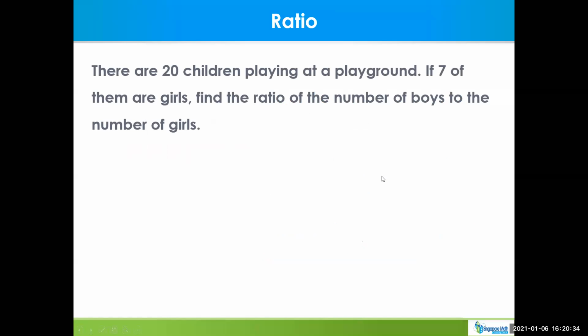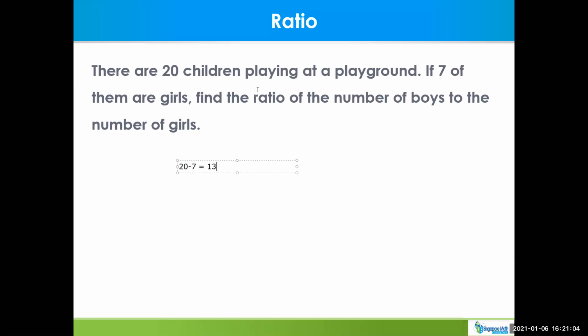Okay, let's work on a word problem now. There are 20 children playing at the playground. If 7 of them are girls, find the ratio of boys to the number of girls. So there are 20 of them, 7 of them are girls. How many of them are boys then? What we have to do is take 20 minus 7. So 13 of them are boys.